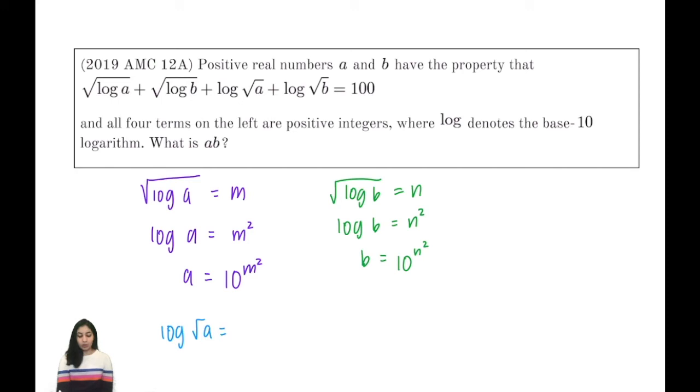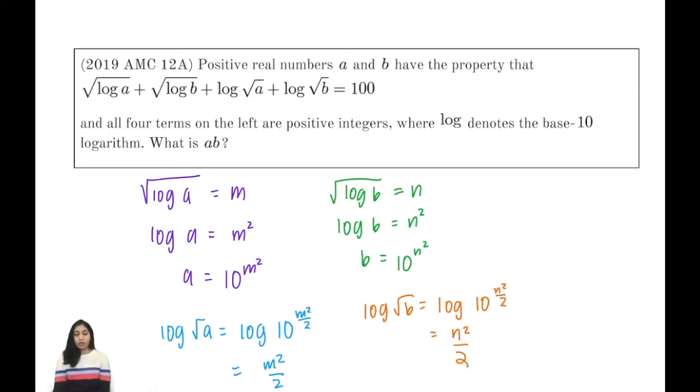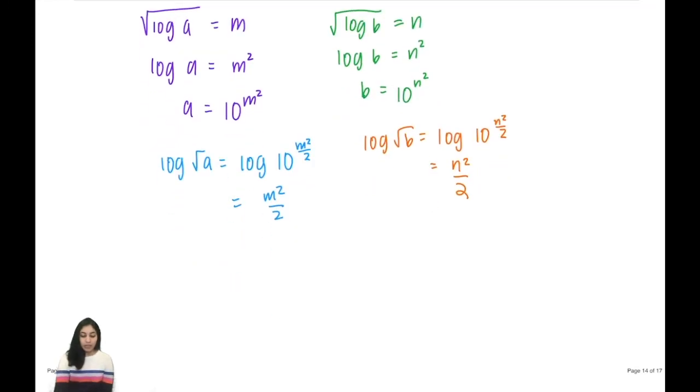So now we want to find what log of the square root of a is, and we can see that it'll just be log of 10 to the m squared over 2, which is just m squared over 2. Now we do the same thing for log of the square root of b, and we'll see that it's just log of 10 to the n squared over 2, which is n squared over 2. So we know that the sum of these four terms, m plus n plus m squared over 2 plus n squared over 2, is equal to 100.